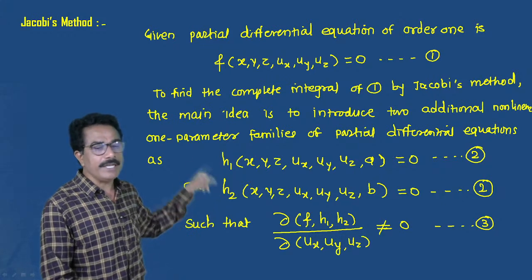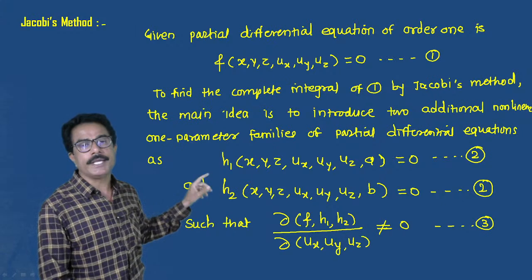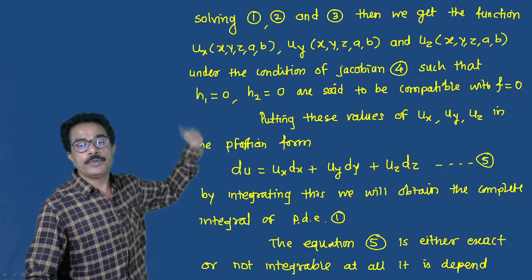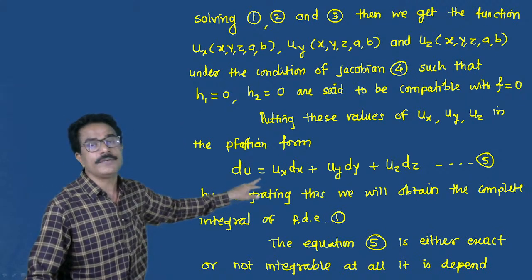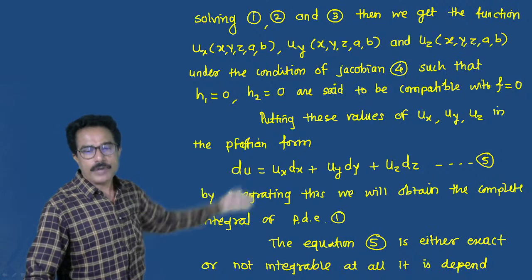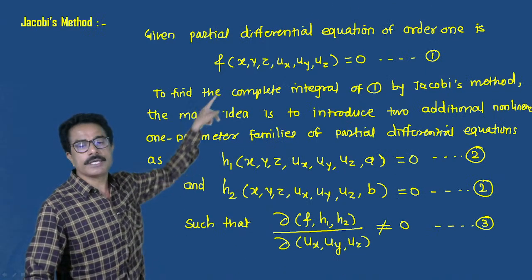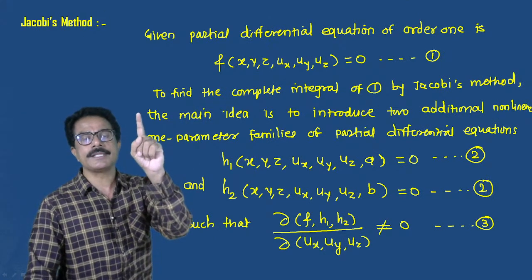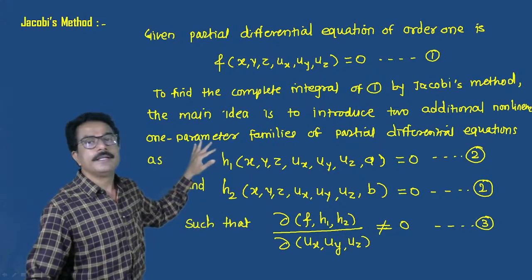These give 2 one-parameter families of partial differential equations, and then solve the three equations 1, 2, 3. You have to find out the values of ux, uy, uz. Put these values of ux, uy, uz in the Pfaffian form of the differential equation and solve this differential equation, which gives the complete solution of this partial differential equation 1. This is the general idea of the solution by the Jacobi method.